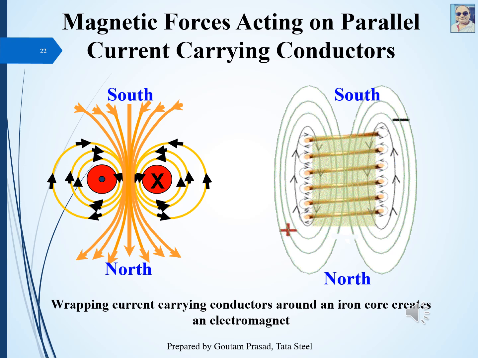So here it happens like this. They repel each other because they are running parallelly, but at the same time they develop poles on the two ends of the parallelly running conductors. So in the coil, there are a number of turns which are running parallelly along, and they cause the magnetic lines of force to behave in this manner.